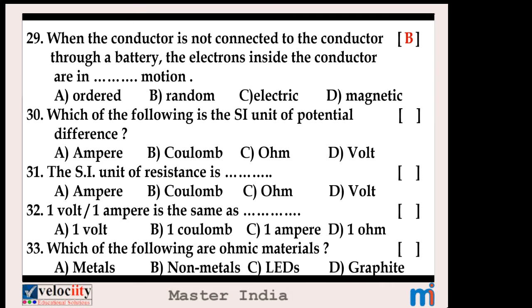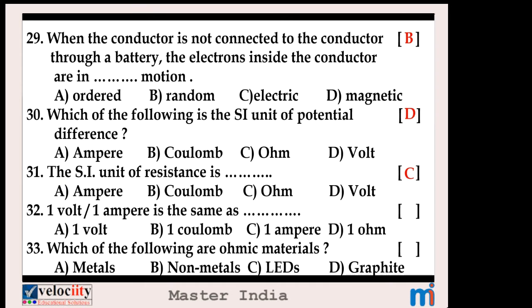30. Which of the following is the SI unit of potential difference? A. Ampere, B. Coulomb, C. Ohm, D. Volt. Correct answer is option D. Volt. So, SI unit of potential difference is volt. 31. The SI unit of resistance is dash. A. Ampere, B. Coulomb, C. Ohm, D. Volt. Correct answer is option C. Ohm. SI unit of resistance is ohm.